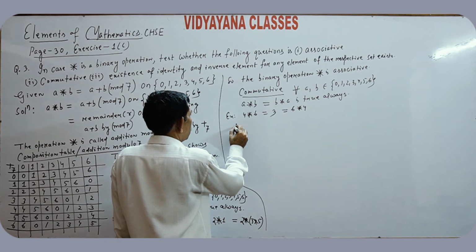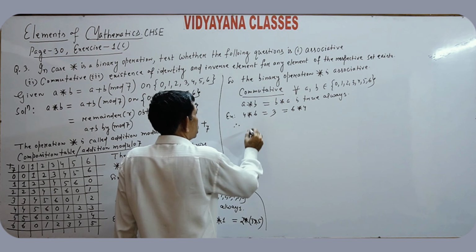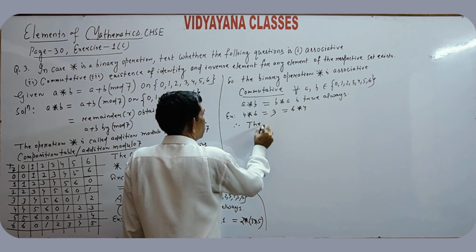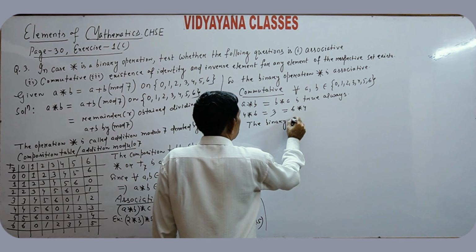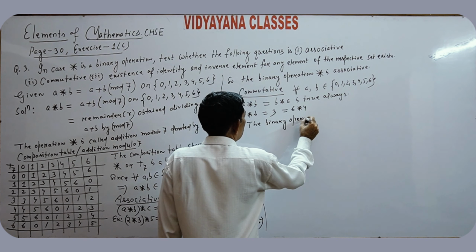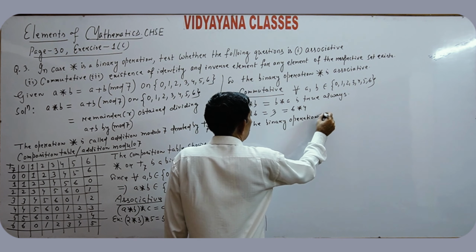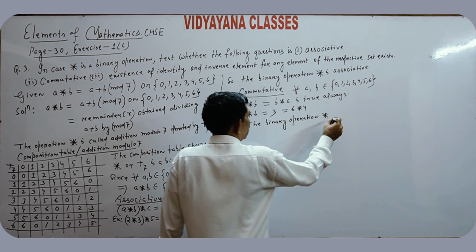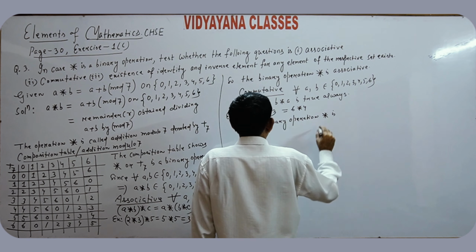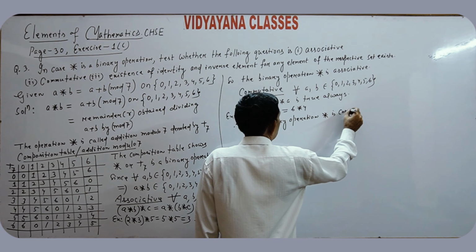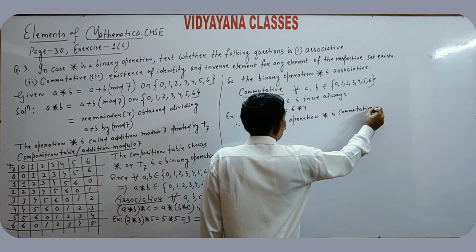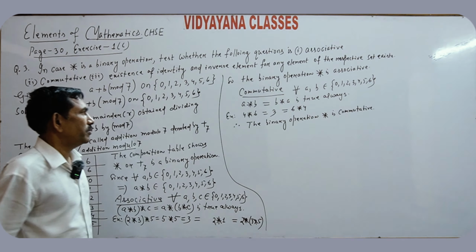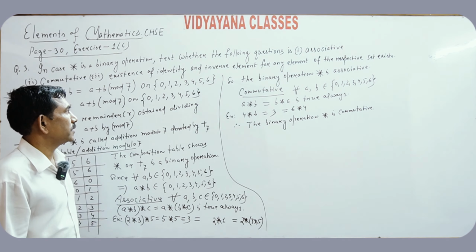Therefore, the binary operation star is commutative. The binary operation star is commutative.